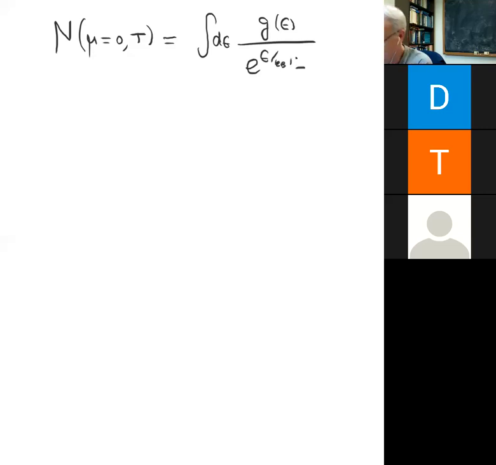I can compute the number of particles for mu equals 0 at some given temperature T. So that's the integral d epsilon g of epsilon over e to the epsilon over kT minus 1. If the chemical potential has the wrong sign, this integral is ill-defined, but for mu equal to 0, the integral is perfectly well-defined, as you'll see in a second. There's some constant in front, and g of epsilon has a root epsilon in it.